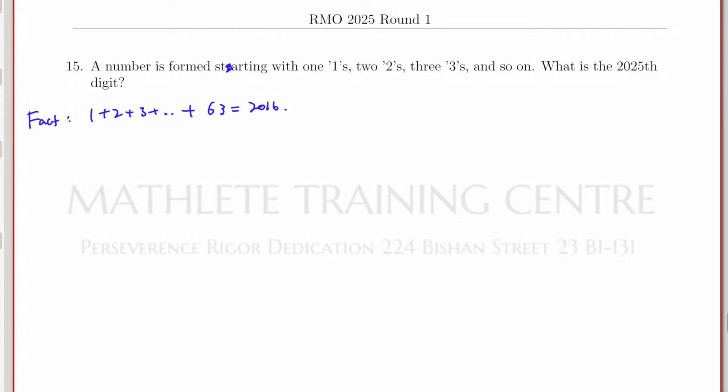This fact is very important because what it tells you is that the pattern goes like this: 1, 2, 2, 3, 3, 3, 4, 4, 4, 4, until the last one, which is 63 copies of 63. 63 of them. And if I look at all these, then there are exactly 2016 numbers given to us.